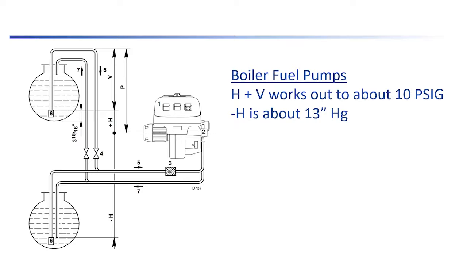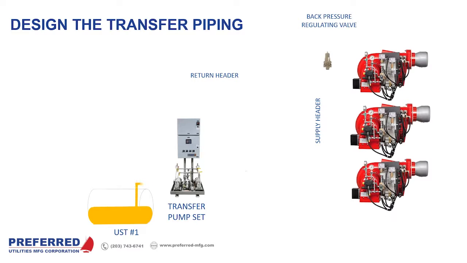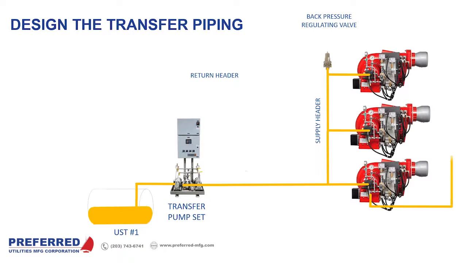But again, check the manual on the pump, because that's going to tell you how much the pump is going to flow, and also the pressure and vacuum limitations of that pump. The piping's a little more complicated than what we showed you before, because we're going to have return lines.